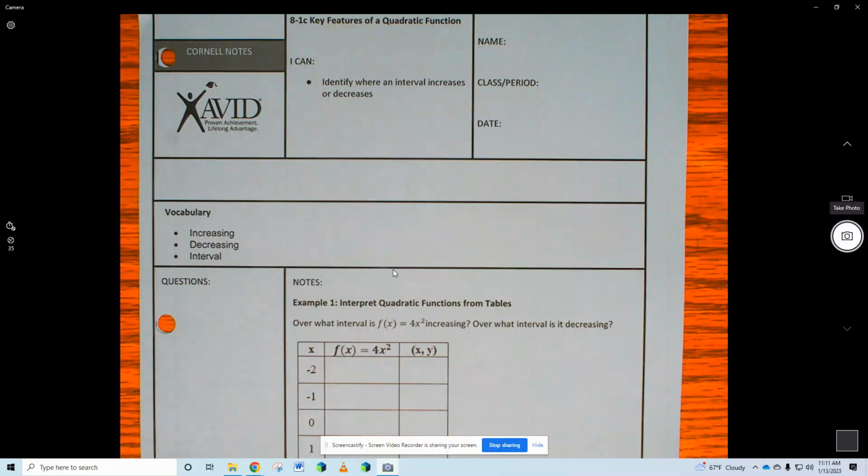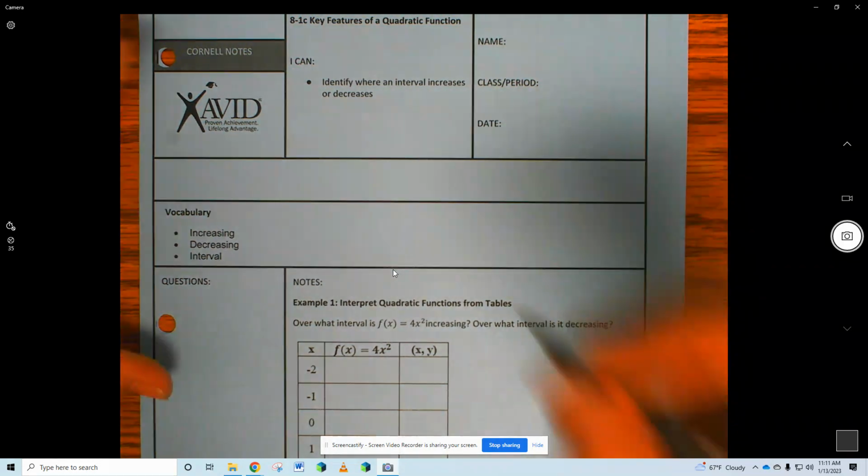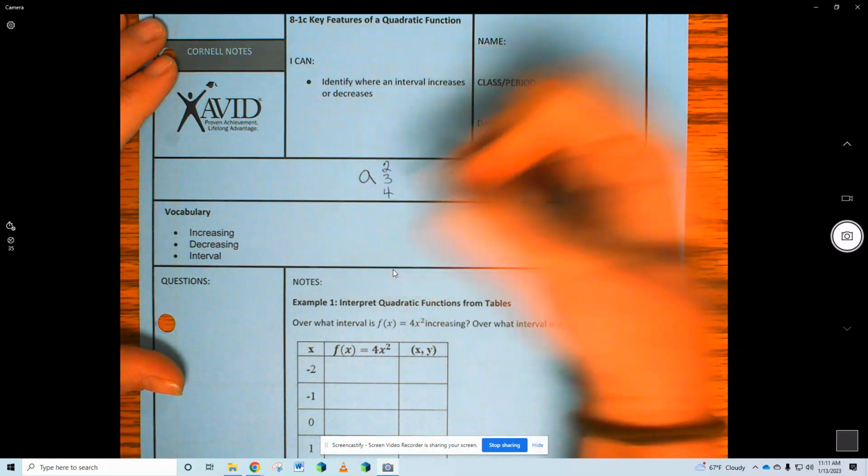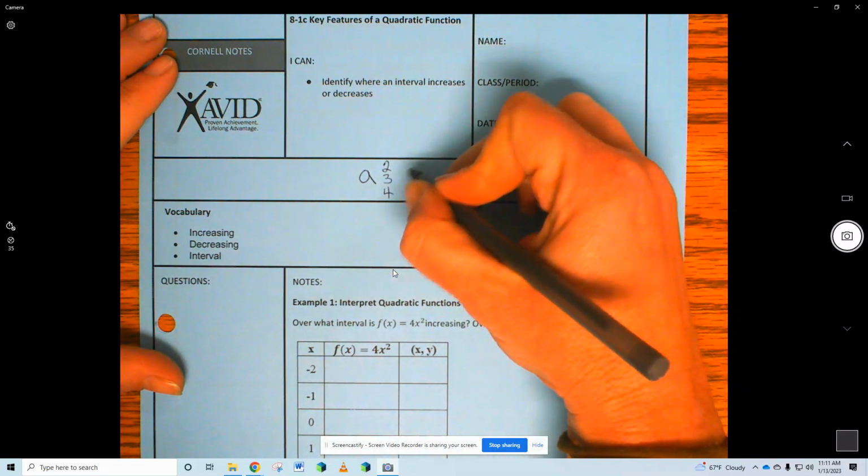Hi, we are in chapter 8, lesson 1. So this is probably the fourth day of 8.1. We talked about the A and how the A makes a graph skinnier with a 2, 3, or 4. So if A is like a 2, a 3, or a 4, then that's going to be a stretch.